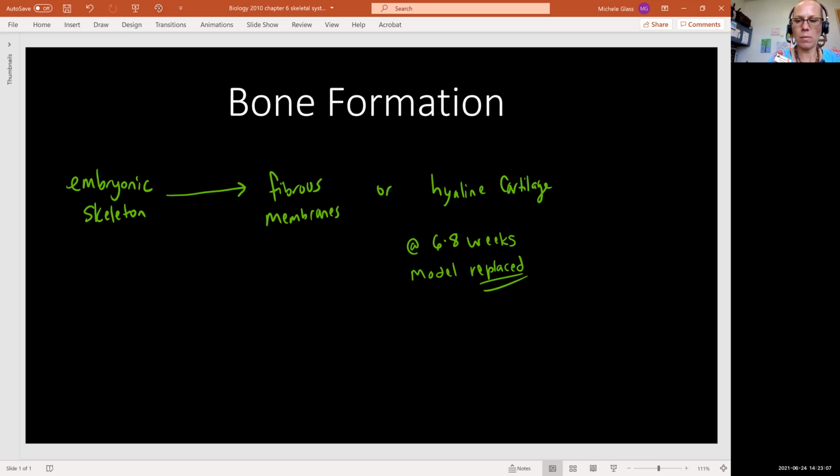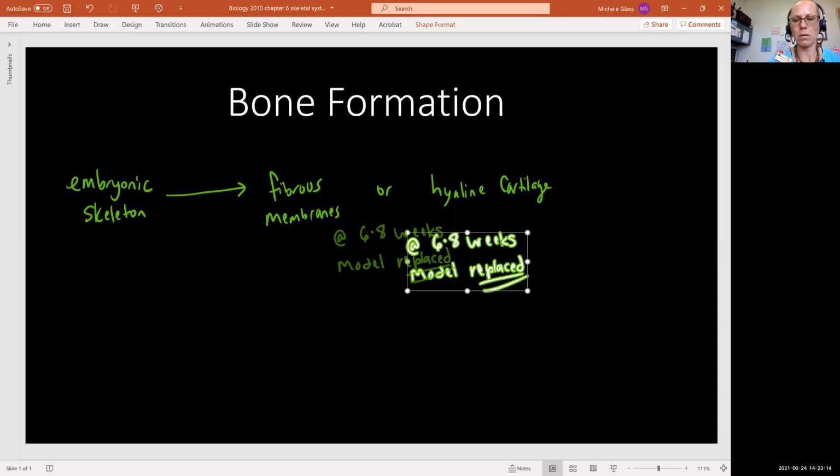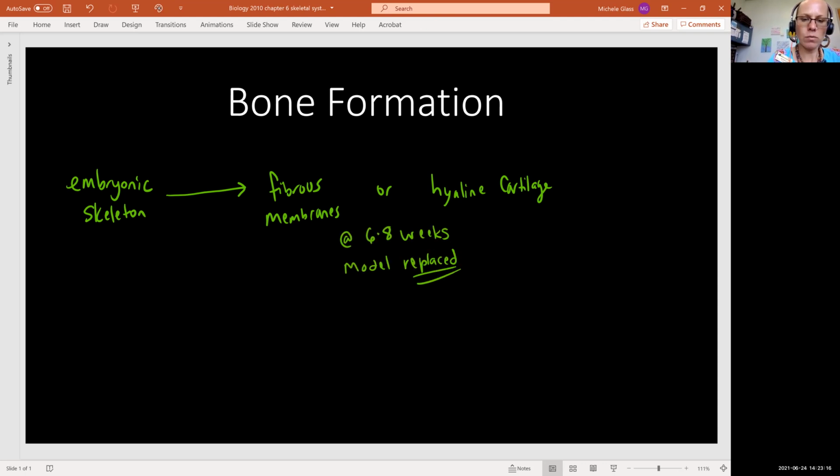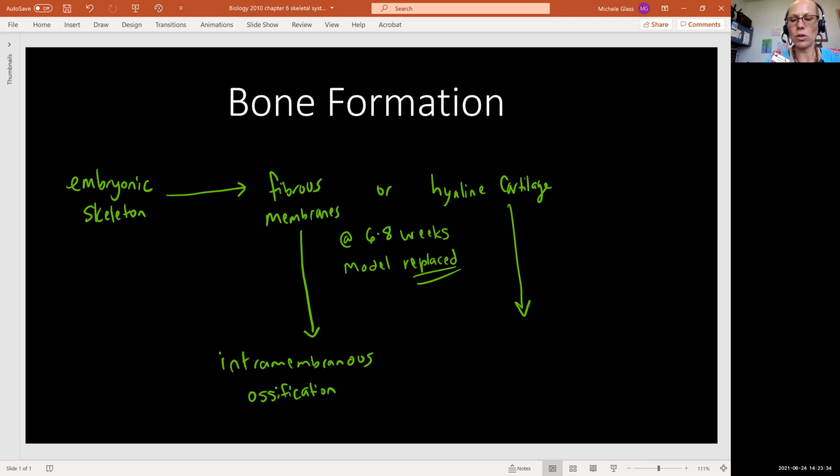So the fibrous membrane, excuse me, just a second. If you started with this fibrous membrane, then you're going to do a process called intramembranous ossification. And if you started with the hyaline cartilage, you're going to do a process called endochondral ossification.